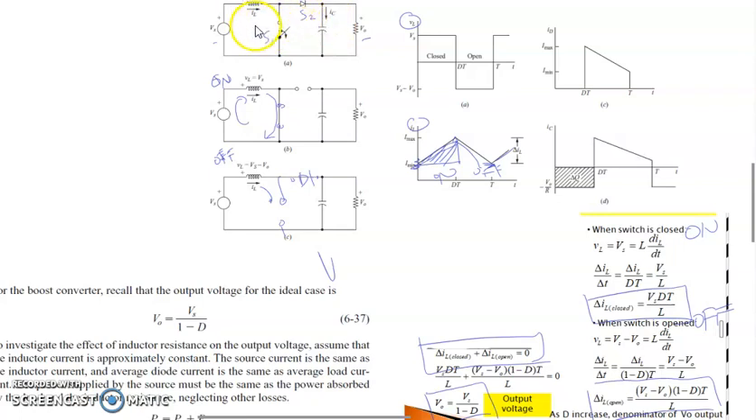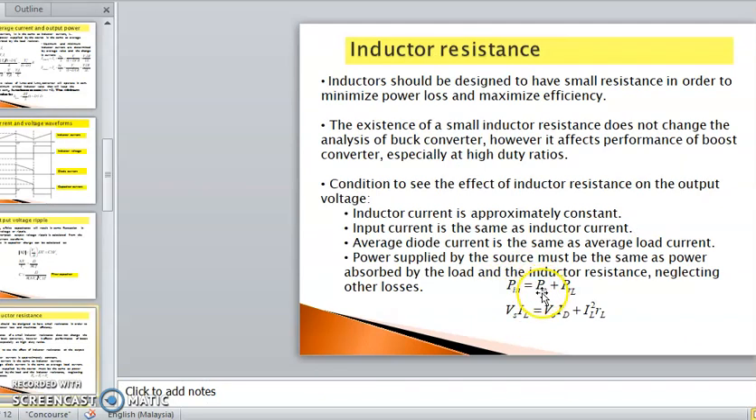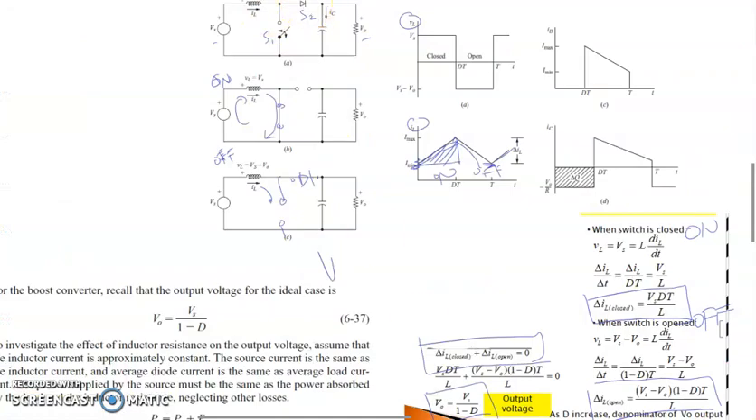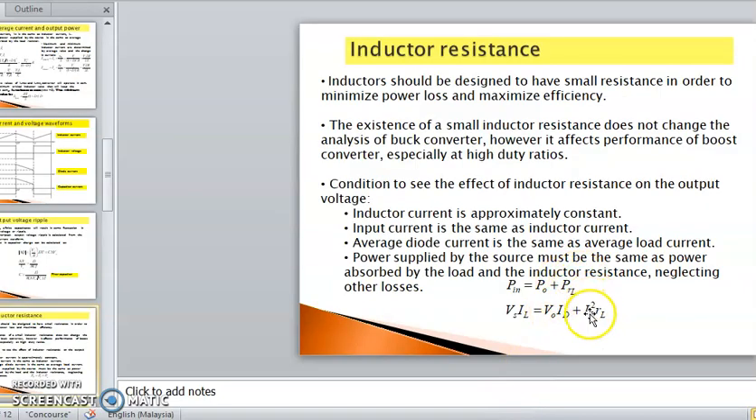But from the inductor point of view, we have to take note, because the P supplied is equal to P losses on the inductor plus P consumed by the load. The P in is equal to P output plus the P lost on the inductor. So P in is equal to V source times the I delivered from the source to the load, so V, I, L. The P out is V out times the I that passes through the diode current. And the losses at the inductor are the current passing through our source, IL squared, times the resistance of the inductor itself.